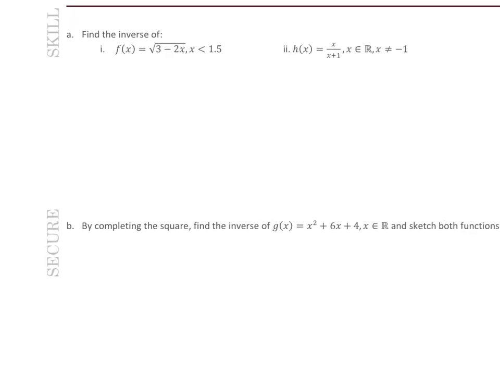So, question A, find the inverse of f of x equals this. So we're going to work through stages 1 to 4. So first, we'll write as y, then we swap, then we make y the subject.